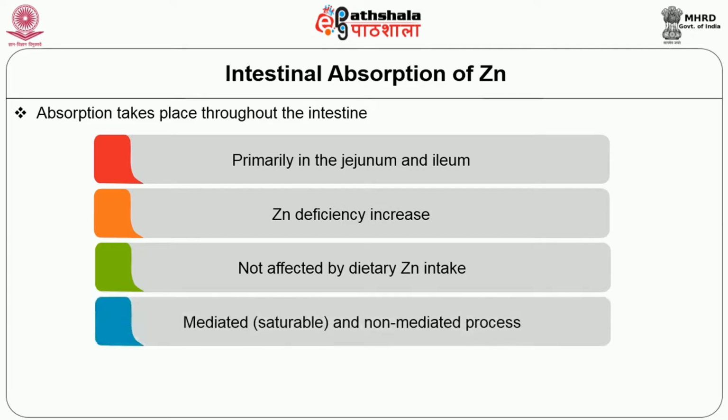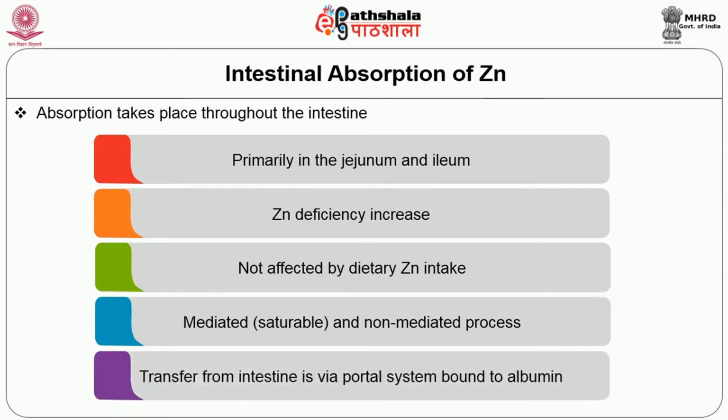There are two ways the intestine takes zinc from the lumen or the digested food. One is a mediated process, a saturable process, mostly through transporters, and the second is a non-mediated process, mainly passive diffusion of zinc from the luminal content into the intestine. From the intestine it is circulated through the portal system, it gets into the blood, and in blood it circulates bound to albumin. I told you that almost 70% of it is bound to albumin.